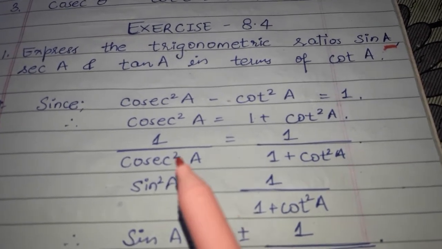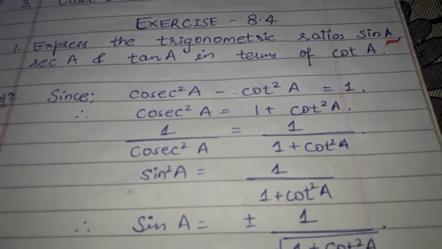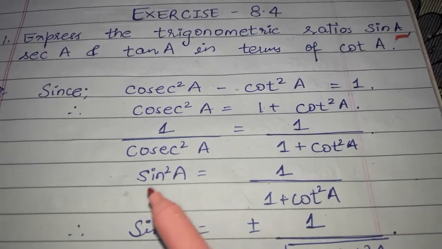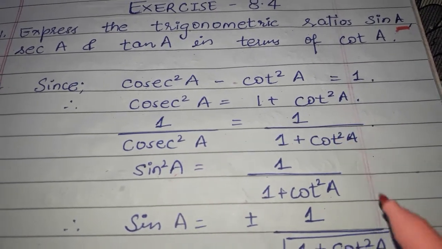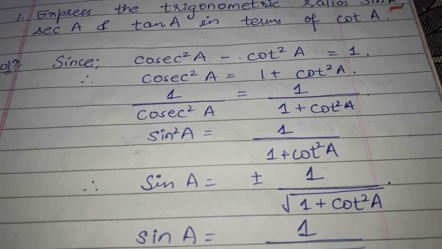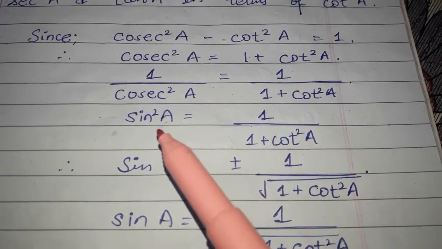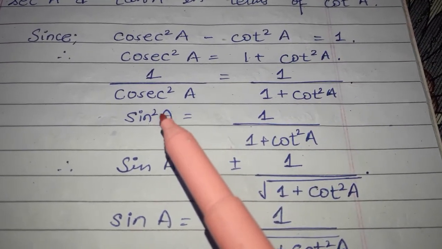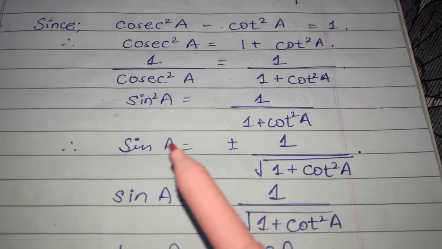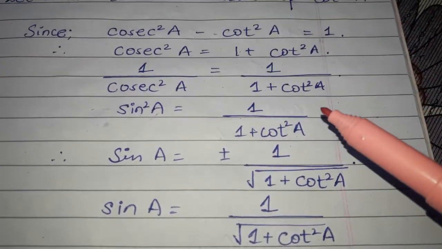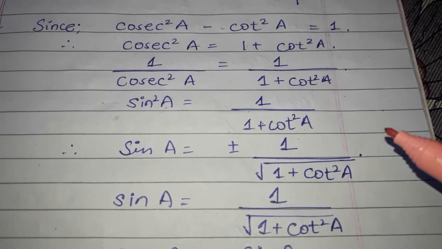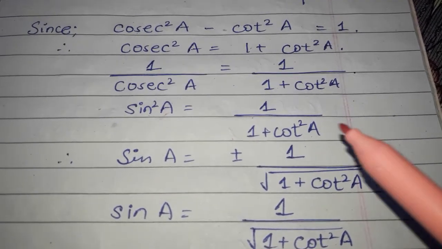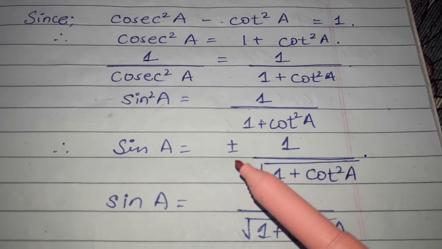As we know, 1 upon cosec² is sin²A, so it is written here as 1 upon cosec² is sin²A. Right hand side is written as it is. Now to remove this square of sin A, I have to take the under root of right hand side. On taking under root of right hand side, here it is placed plus minus sign.